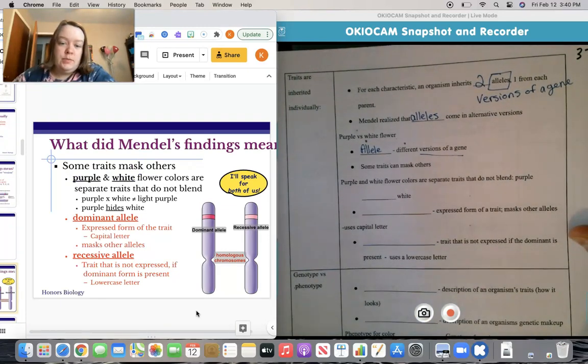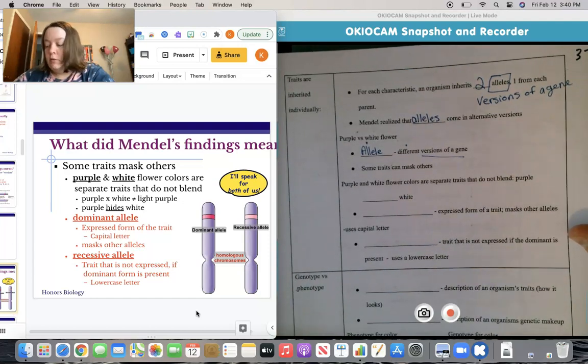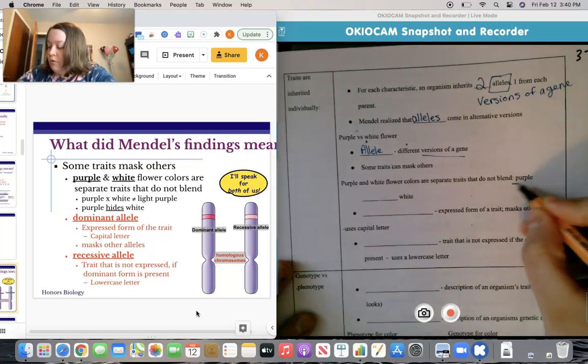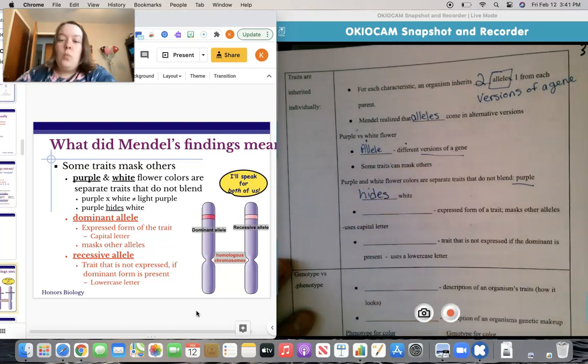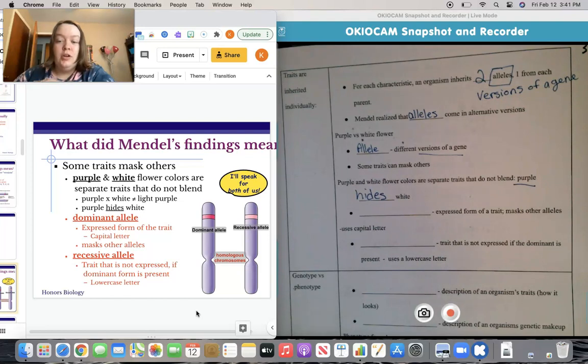When we're looking at flowers, the flowers are either purple or they are white. There's no mixing. And we know that there are different versions of genes, or alleles. What he came to conclude is that if you have a gene for one of those flower colors, it will cover up the other. In this case, the purple color hides the white. So if one of your parents gives you an allele for purple flowers and the other parent gives you an allele for white flowers, you have purple flowers. If you get one copy for having purple flowers, your flowers are purple. It doesn't even matter what your other allele is. It covers it up. It's like the other one isn't even there.